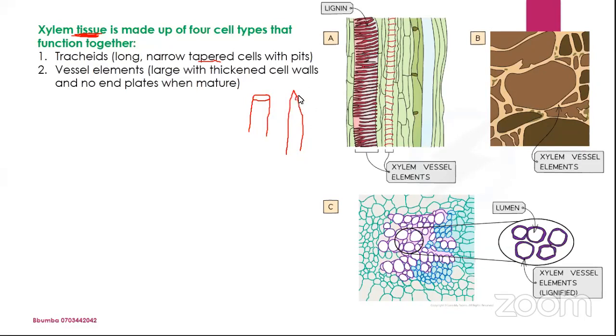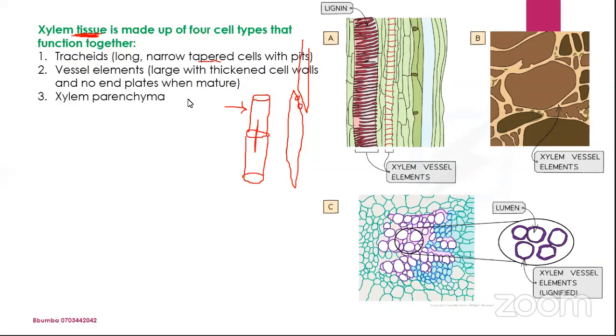With pits means that there are holes that join from one to another. I'm assuming there's another one which connects here up like that. But this one is open-ended. From one, you go to another, just like combining pipes, which are hollow. A vessel element is this one. One is the tracheid, like that. It tapers at one end. Vessel elements are large with thickened cell walls and no end plates. There are no end plates here in between. Things can just flow freely, but here there are end plates.